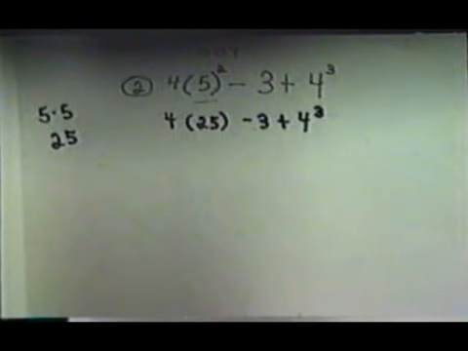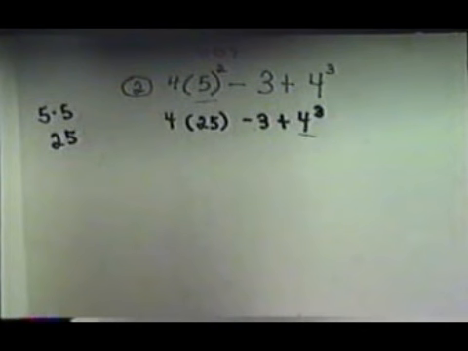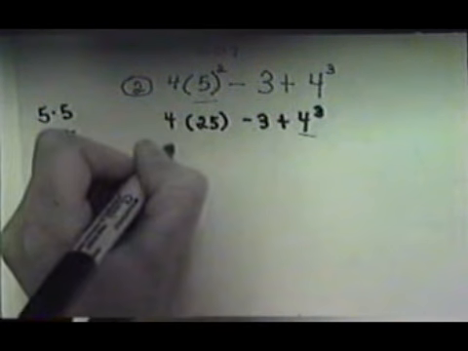So I have 4 times 25 minus 3 plus 4 cubed. Now, I still have some exponents left, so I have to do my next exponent, which is over here. And so I copy the problem down.